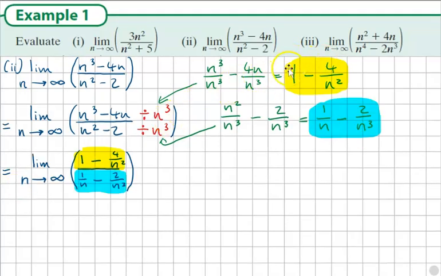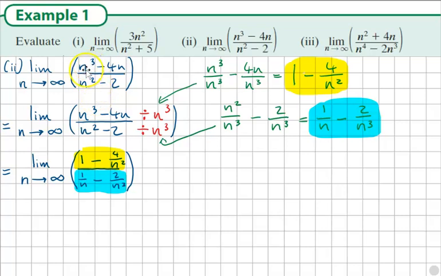So our numerator is now 1 minus 4 over n squared. That's our new numerator. And our denominator is now 1 over n minus 2 over n cubed. So that's our new denominator. So notice now we have constants. So we have a 1, or any other term has the n in the denominator. So that's what's really, really important.